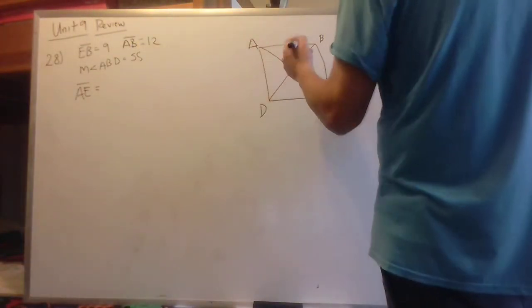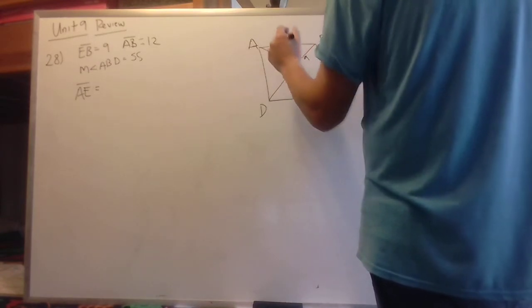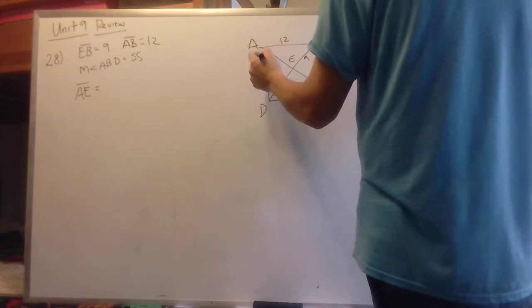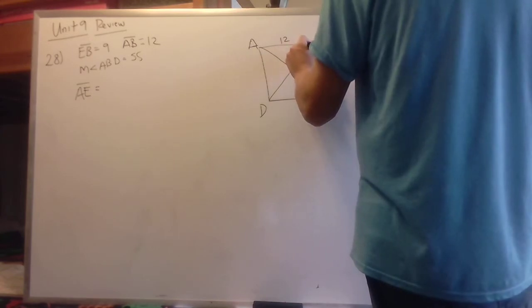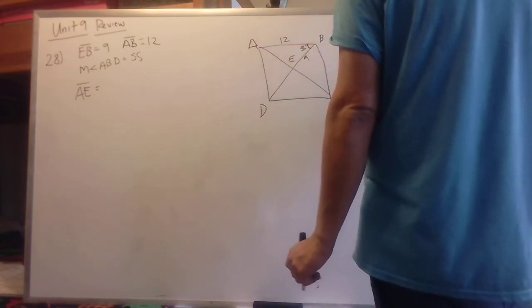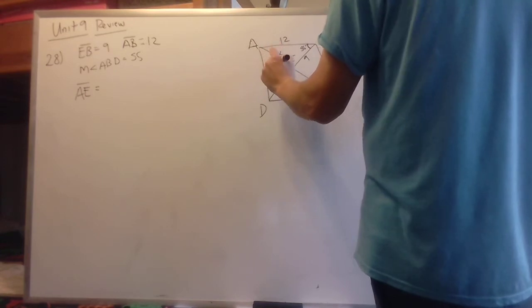We know that EB right here, this little segment of the diagonal, is 9. AB is 12. And I want a measurement ABD. So this little portion right here is equal to 55. And it wants to know AE. So it wants to know this portion right here. We'll just label that as X.